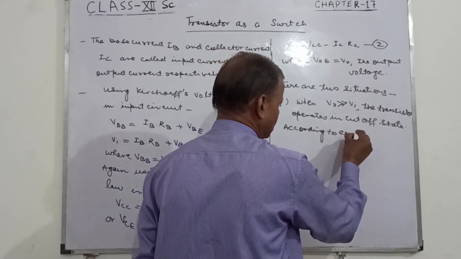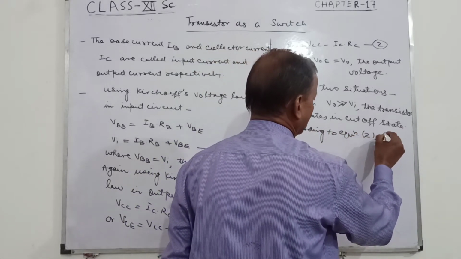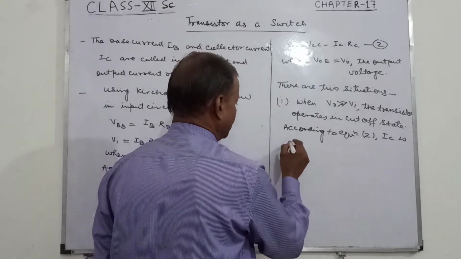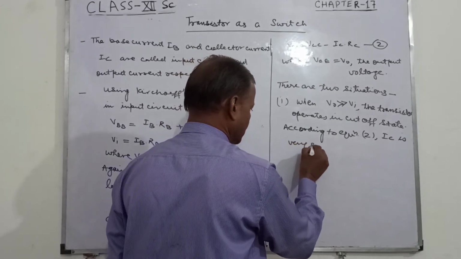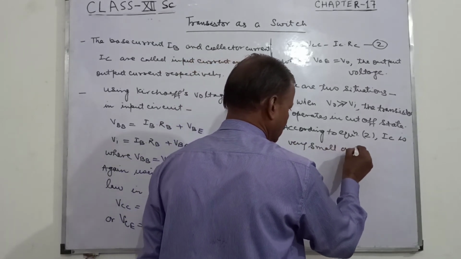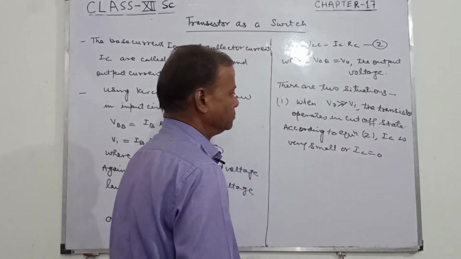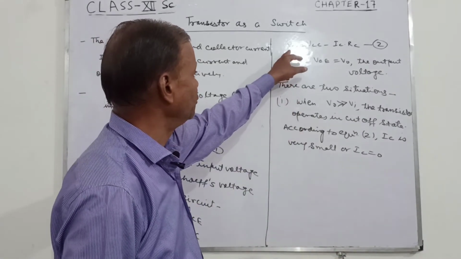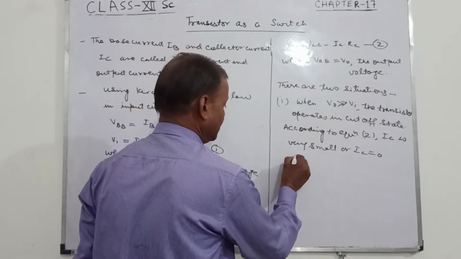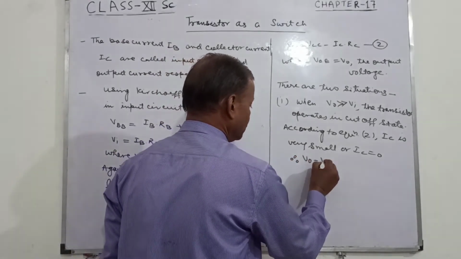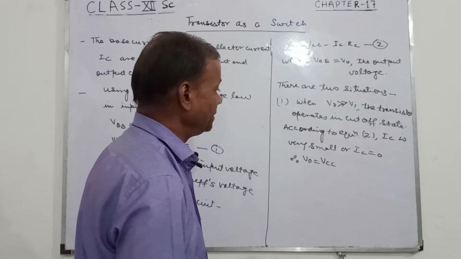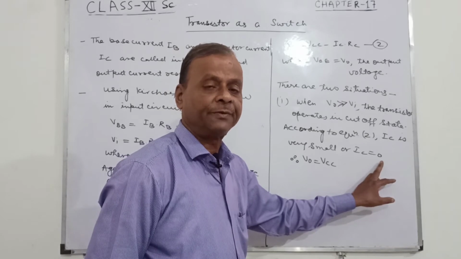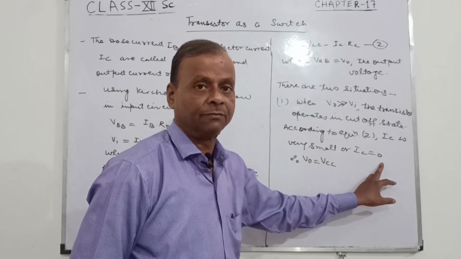According to equation 2, IC is very small, or IC equal to 0. Very small means we can take it to 0. So what is V naught equal to? Therefore, V naught equal to VCC. And in this condition, there is no output current. No output current means the transistor will behave as a switch in off position.